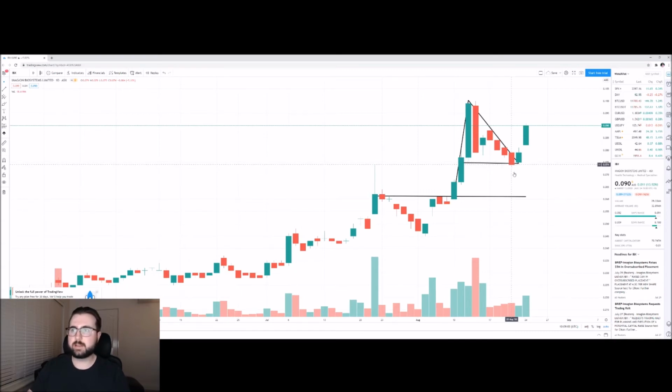It could have gone down to test this support point again, or it could have broken through the resistance, which is effectively this top line of the flag right here. And that's exactly what it's done. It's broken through resistance, and what you can see is the bears have lost and the bulls have won out once again. We're seeing a big increase in price right here.